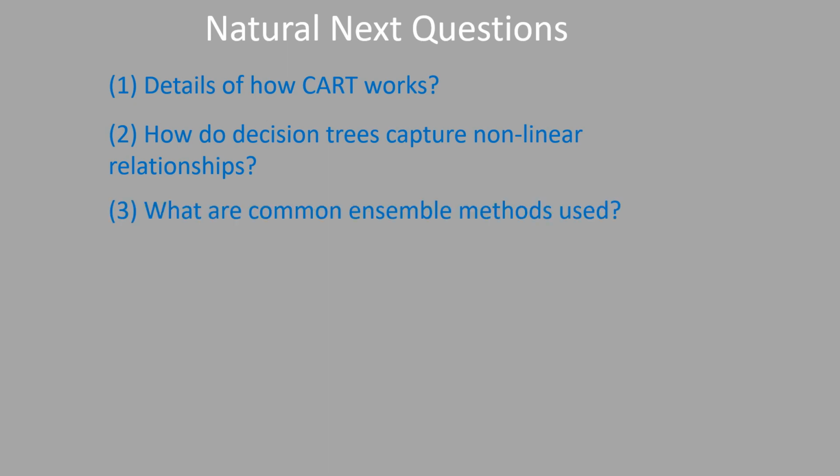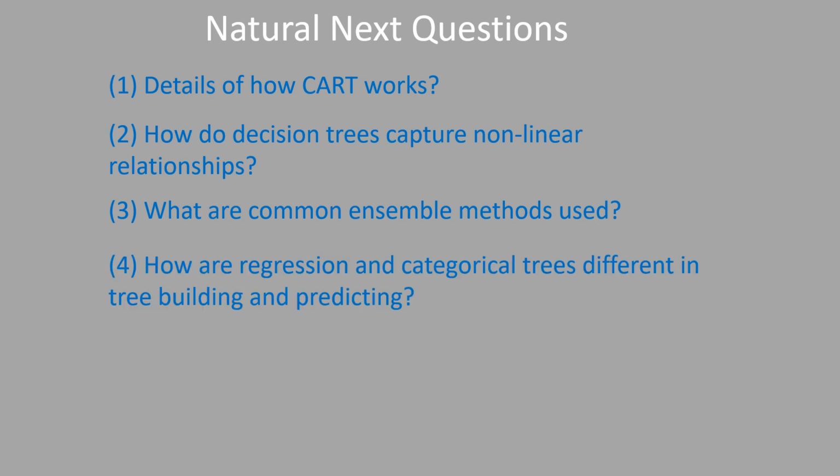The next natural question I'd have is what are the common ensemble methods? I said that decision trees aren't typically used by themselves. So what are the common ensemble methods that aggregate decision trees, and how do they work? What are their advantages and disadvantages, etc.? The next question is, how are regression and categorical trees different in the tree building and predicting? We have CART that can do categorical and regression trees. So what are the similarities? What are the differences? I'd like to know the details about that.